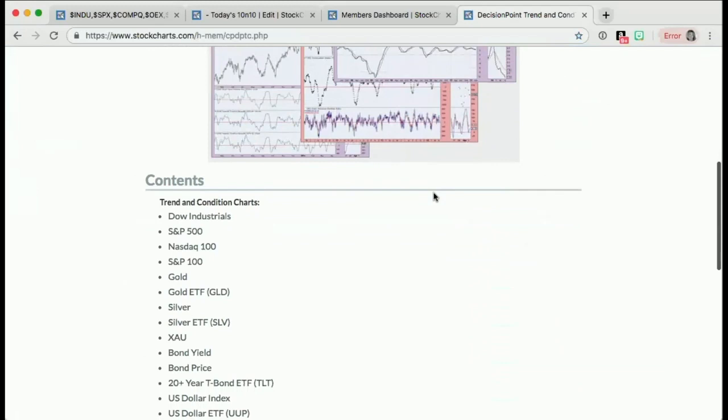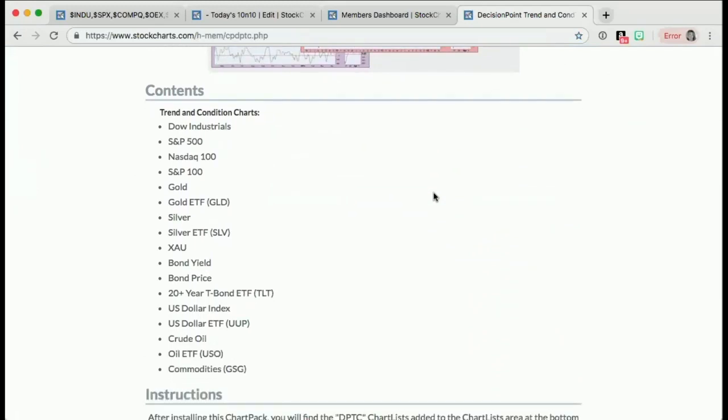And like I said, I'm showing this to you just because it makes it easier to give you an example of how to use our trend and condition analysis, because these are ready-made. You can just use them right away. So the trend and condition charts, as you can see, include the gold, silver, the XAU. We have bond price and yield and TLT, the 20-year bond. So this covers more of your commodities.